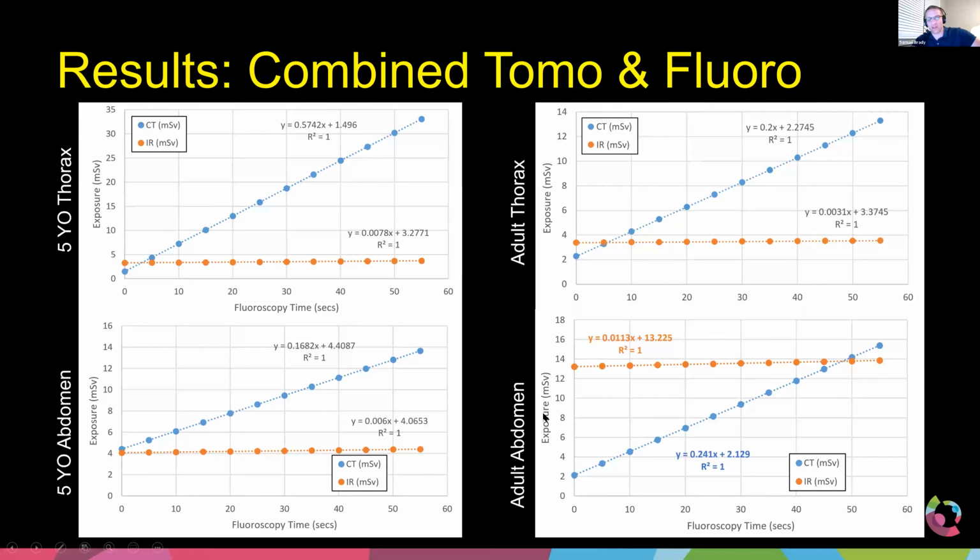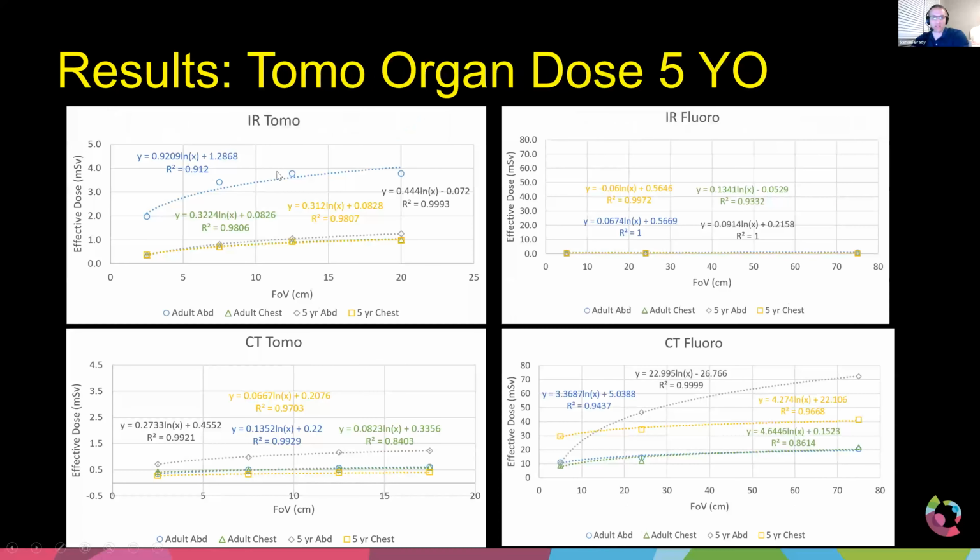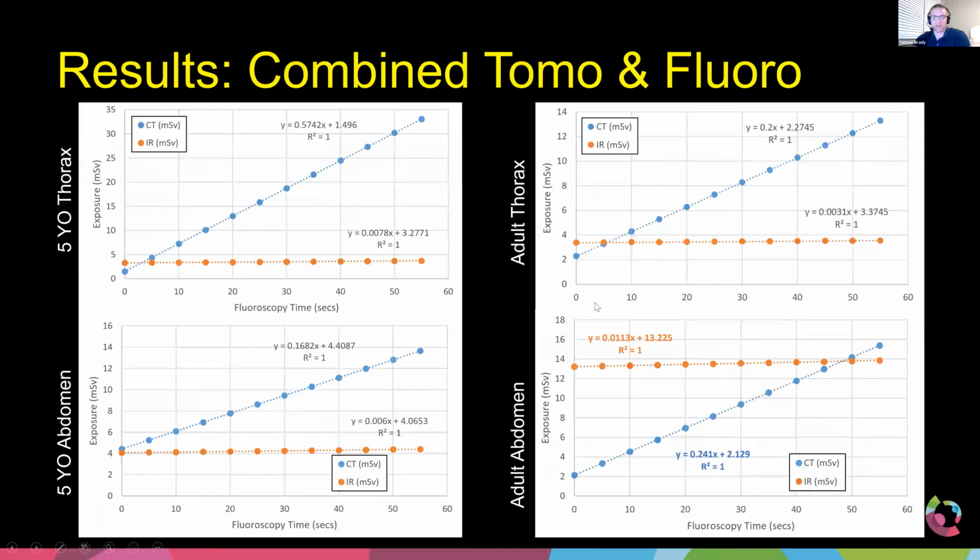Now, if you come over here to that adult abdomen, you remember over here, this curve was much higher when I did the cone beam spin on my C-arm system. Let's say I did 3 or 4 cone beam spins plus 10 seconds of fluoro. In this case, on my conventional CT scanner, even though I'm doing 10 seconds of fluoro, which is a high value relative to a 5-year-old, for an adult it's actually a lower value.